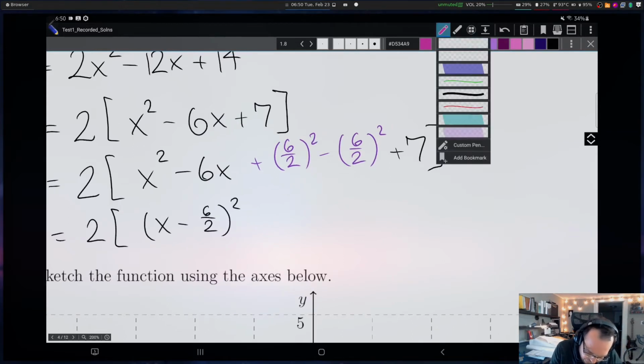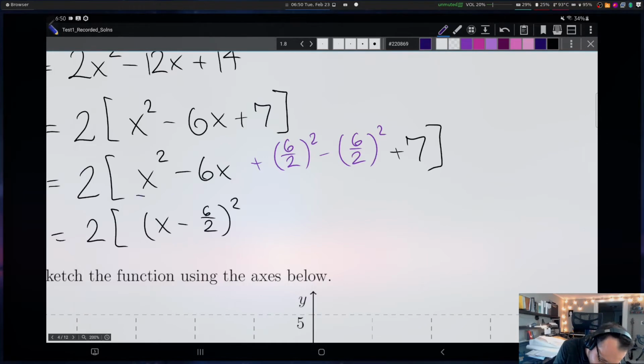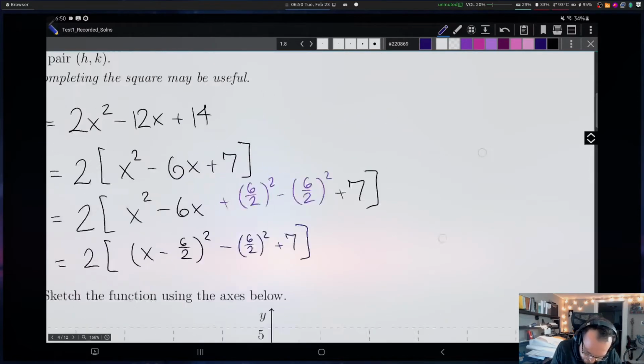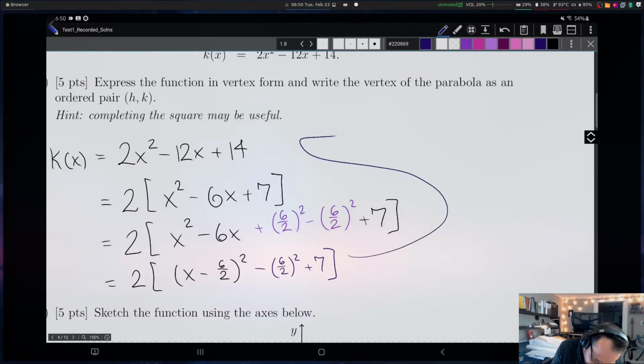Okay, so now I just need to see what I'm left with. I've accounted for these three terms, and what I'm left with are these two over here. So there's a minus 6 halves squared, and there's a plus 7. Okay, but now I'm almost home free, so maybe I'll just write it up here to save some room.